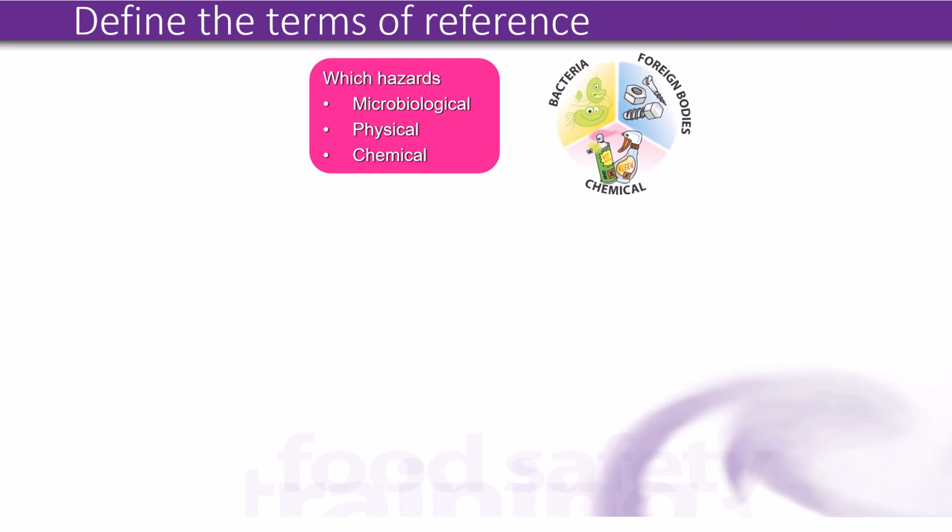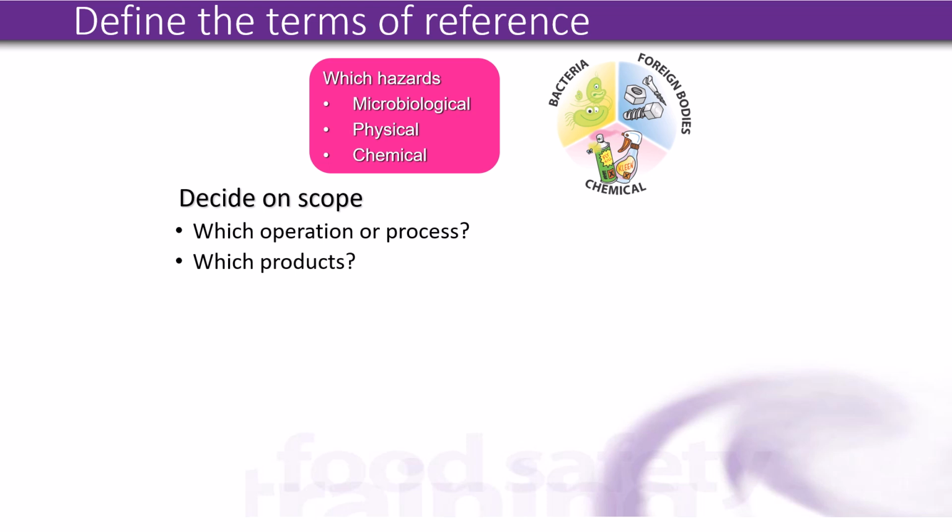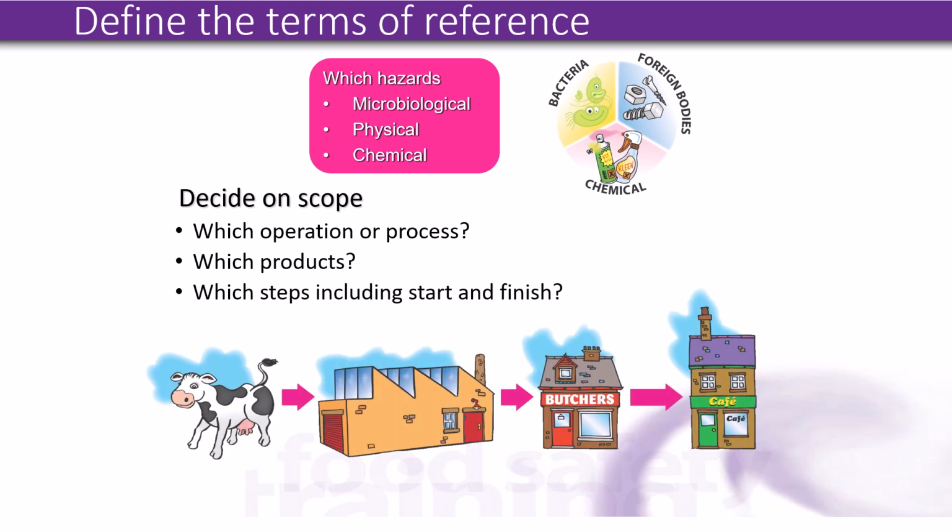You need to define the terms of reference. So, for example, which hazards are you looking at with your system, with your business? Is it all three, microbiological, physical and chemical, or it might just be one or two? You need to decide on the scope. So which operation or process? Which products? Which steps, including start and finish?